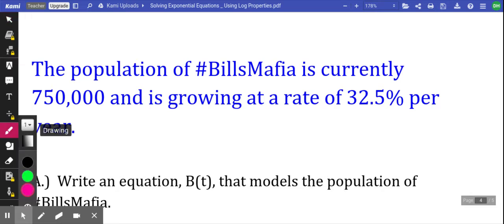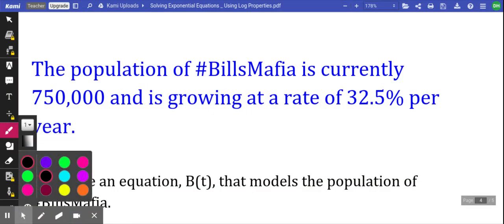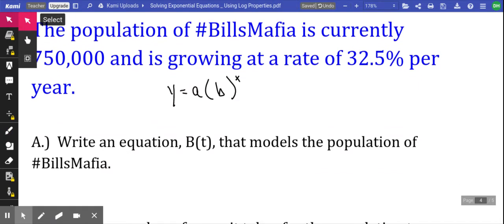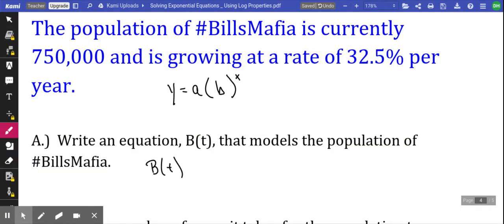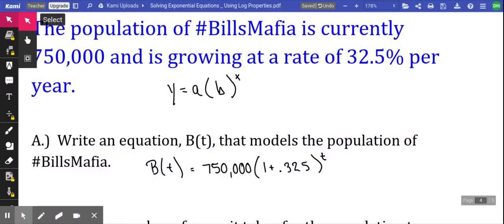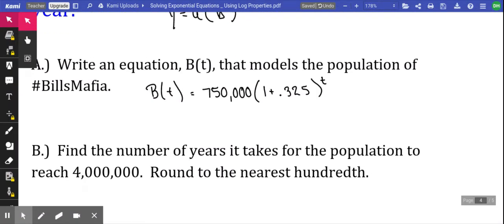Usually when we're thinking exponential function, in this case especially if it's growth, I'm thinking y equals a times b raised to the x power. So based on the numbers they've given us here, to write an equation, we'll name it B of t, that models the population of Bill's Mafia, we would start off with our initial population of 750,000. In this case, it's going to be 1 plus 0.325 because the population's growing. And that's all we need for our equation.